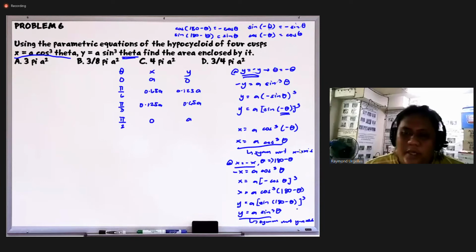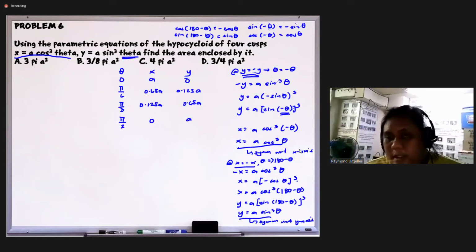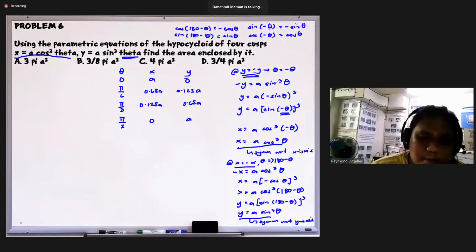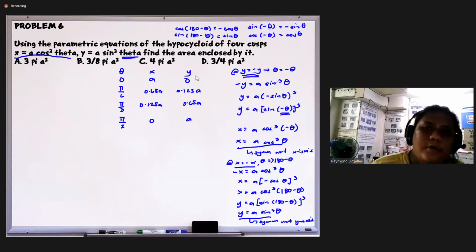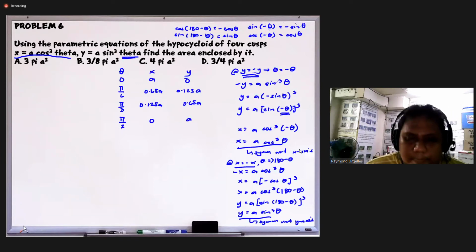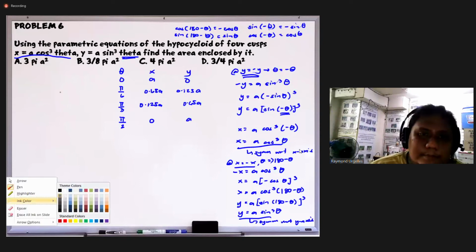No? So ibig sabihin, kahit first quadrant lang yung alam natin, pwede na natin gamitin yung symmetry para ma-drawing natin yung sa second quadrant saka yung sa third quadrant. Okay? So then, let's try to graph this one.